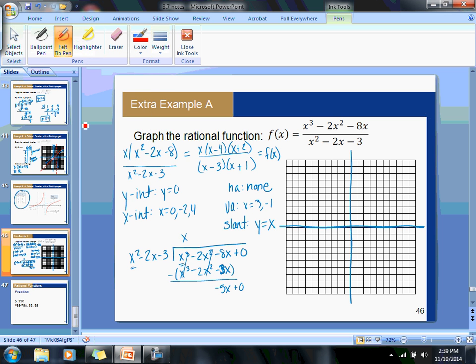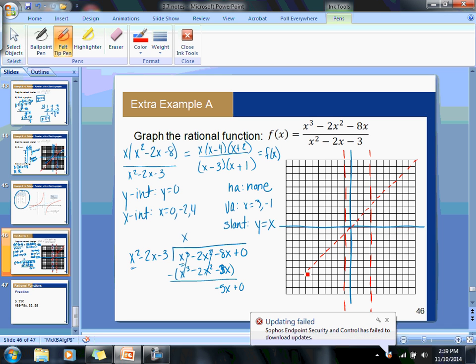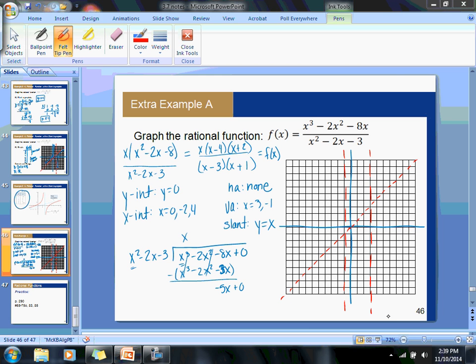Okay, my first asymptote is the horizontal one, which there wasn't one, so I don't have to graph that. My verticals are going to be at negative 1 and 3. 1, 2, 3. And then my slant asymptote is going to start at 0, 0, and it's going to go up 1 and over 1, and then down 1 and back 1.